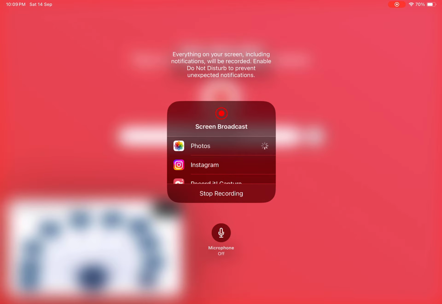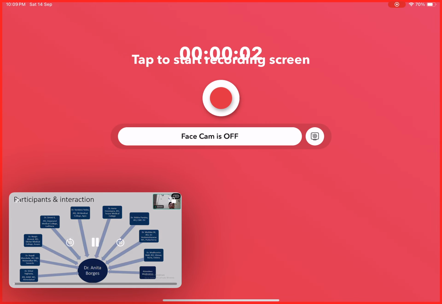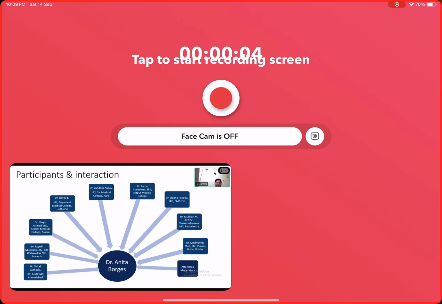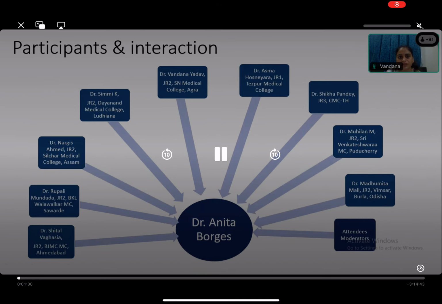Simi is muted. I'm a senior resident in Medical College, Ludhiana. I'm Dr. Anna, second year resident from SN Medical College, Agra. Okay.